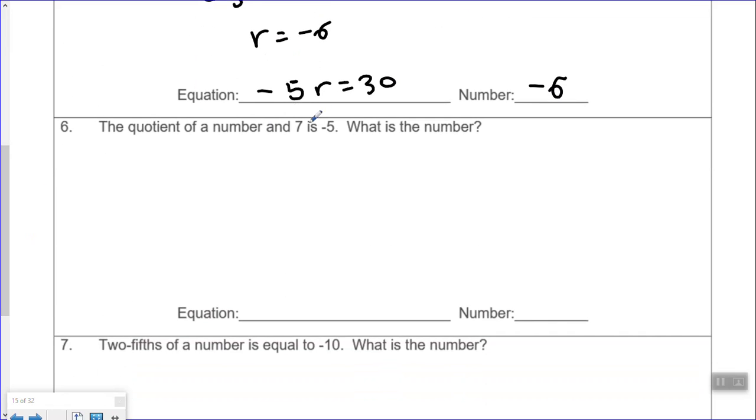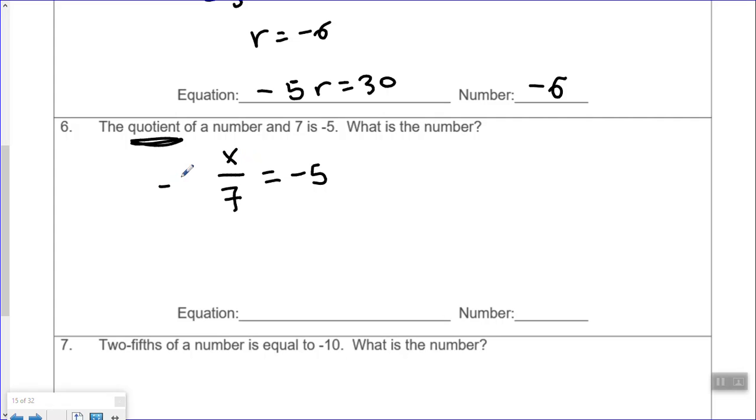Okay, the quotient of a number and 7 is -5. What is the number? The quotient is division. You have a number, you can use x. So the quotient of x, a number, and 7 is -5. So be careful. A number has to be at the top. It cannot be at the bottom. 7 has to be at the bottom. It has to be the denominator.